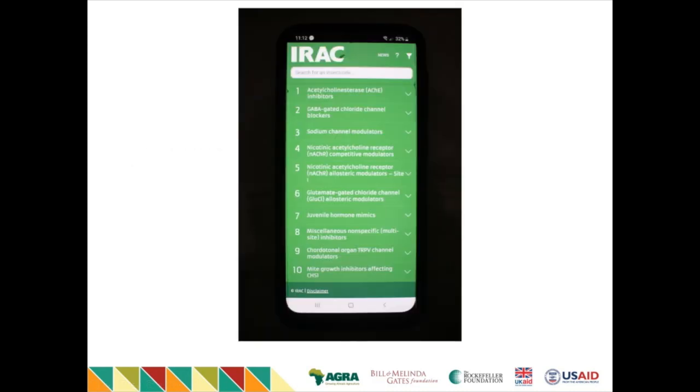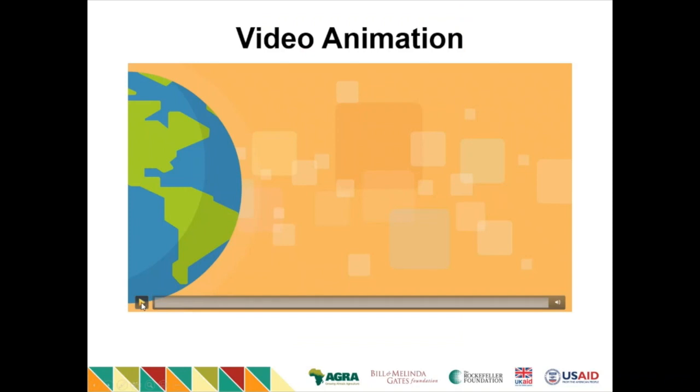So this is just a picture of a Samsung smartphone with the IRAC app on it. And at the top there, you can see it says search for an insecticide. So all you would have to do is type your insecticide in there, and it will give you information in terms of the group and the mode of action of the insecticide. And in this way, you can educate farmers and other people in terms of insecticide resistance.